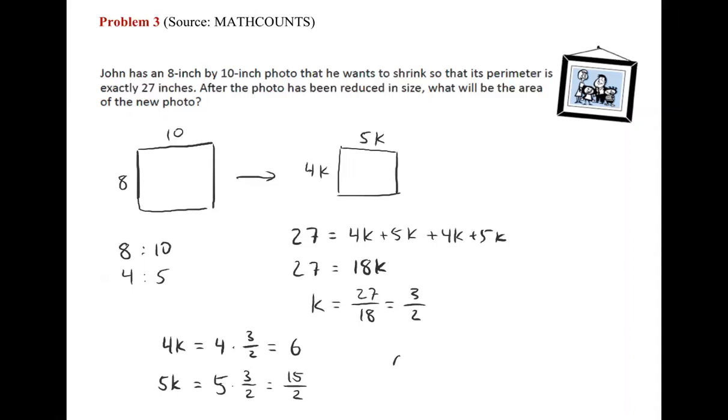And we just want to find the area. 6 times 15 over 2 will give us 45. That's the area.